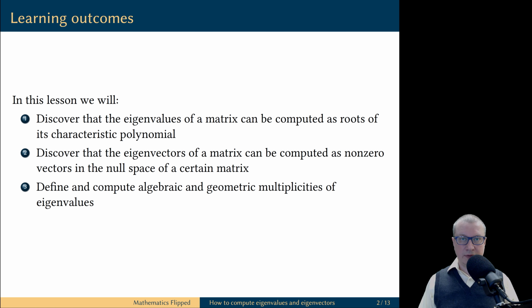In this lesson we will discover that the eigenvalues of a square matrix can be computed as roots of its characteristic polynomial. The eigenvectors of a matrix can be computed as non-zero elements of a null space of a certain matrix. And we will define and compute algebraic and geometric multiplicities of eigenvalues.